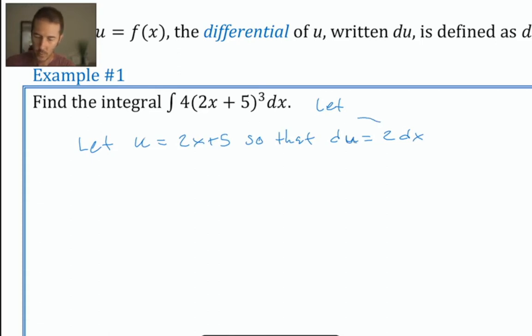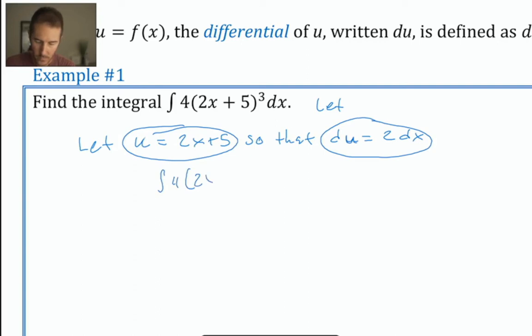Okay, so we have this, and we've got this. Now, in the original integrand, I'm going to replace the 2x plus 5 with a u. So let me bring down the integral symbol and put the u in here. We could even put it in parentheses to the third power. The parentheses we don't really need, but that way it helps it match up with the original statement.